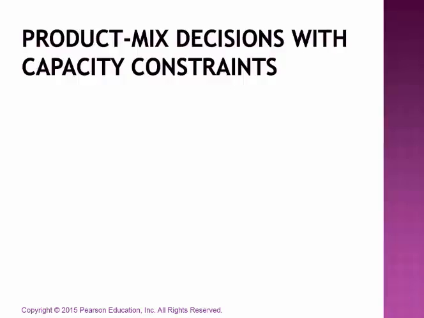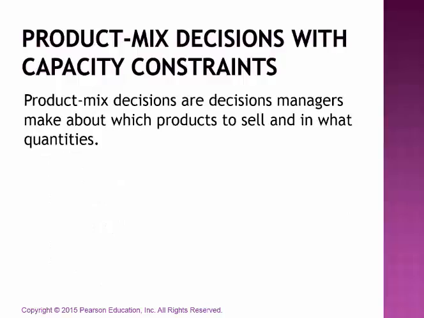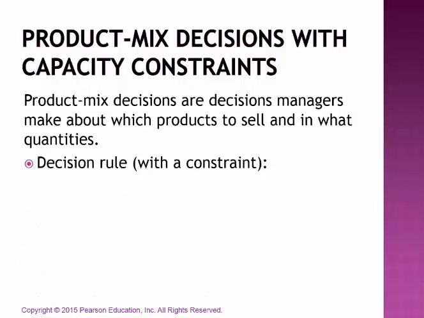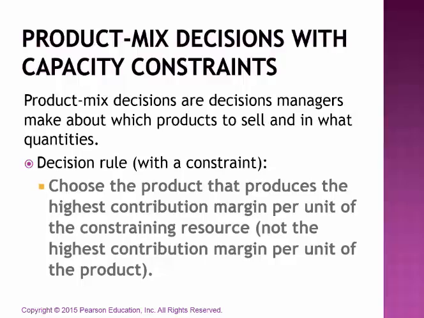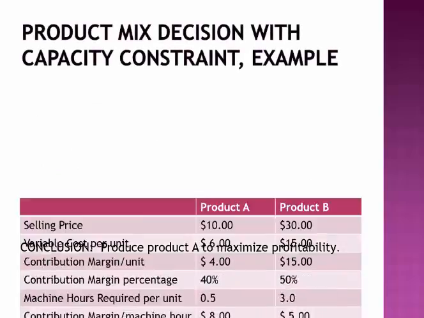All right, so let's take a look at our info here. Of course, a product mix decision is what we're talking about, and the decision managers need to make is about which products to sell and in what quantities. We do have a decision rule for these. When we have a constraint, again, we're going to take it a step further and we're going to choose the product that produces the highest contribution margin per unit of the constraining resource, not the highest contribution margin per unit of the product.